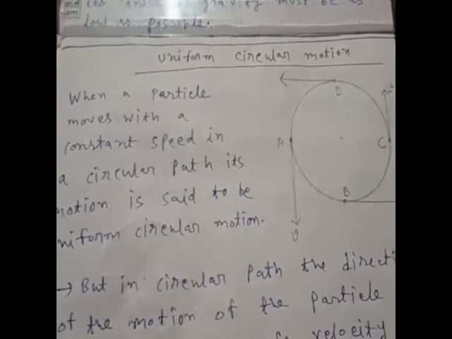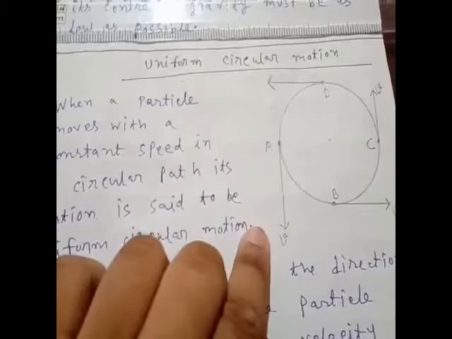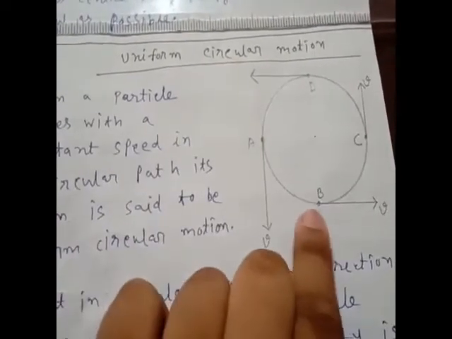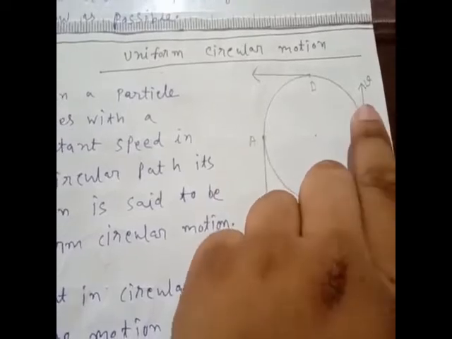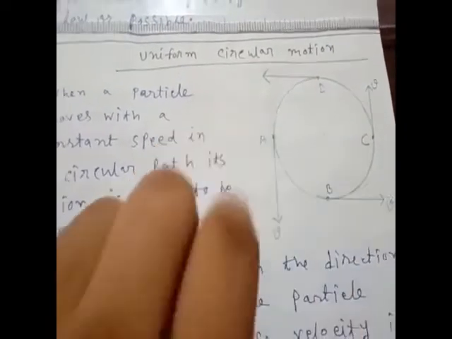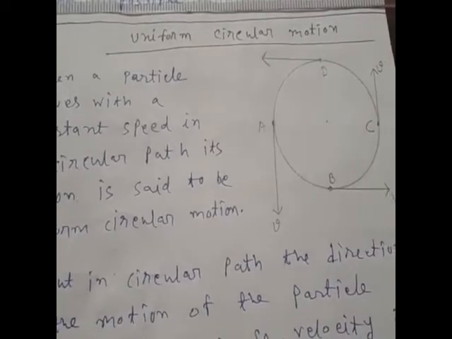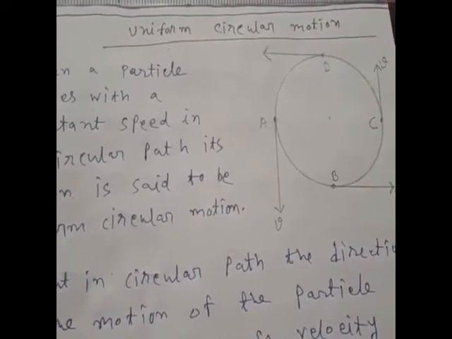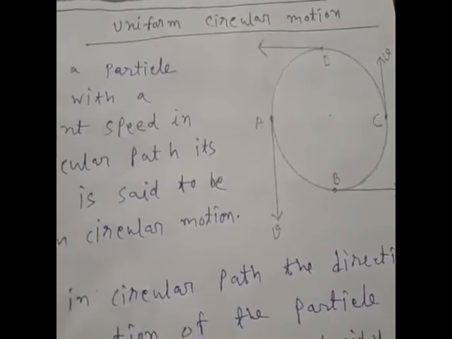each point of the circular path, because at point A the velocity is downward, at point B velocity is left to right, at point C velocity is upward, at point D velocity is right to left. So continuously the direction of the motion of that particle changes. So what happened? The velocity changes.